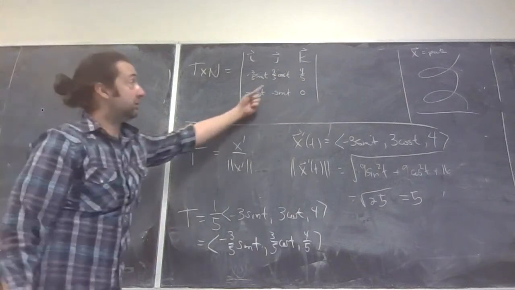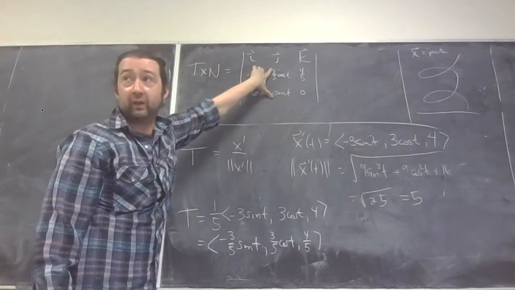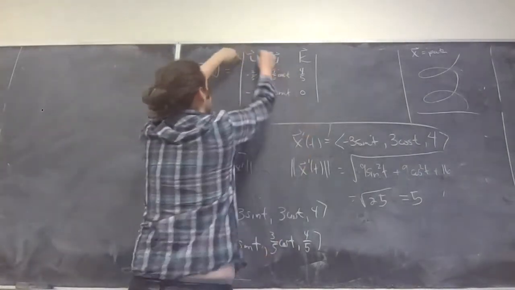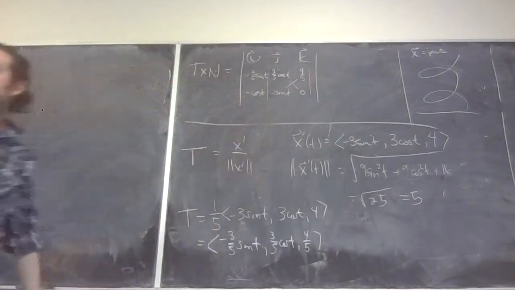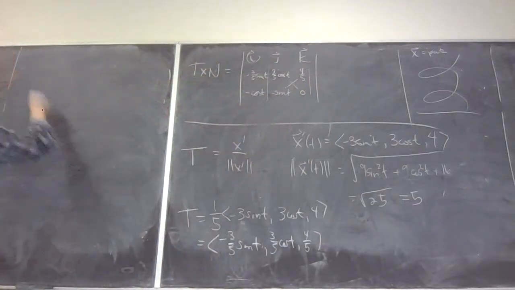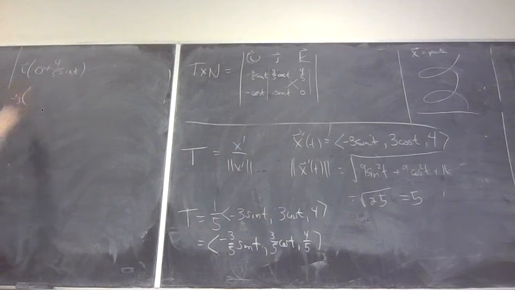Oh, the cosine disappears because I times this little determinant right here. The 3/5 cosine hits the 0 and vanishes. So remember the way you do this is it's I times the determinant of this little matrix, which is those things multiplied on the diagonals and then subtracted. So you get I times 0 plus 4/5 of a sine t. Well, that's nice. Minus j.